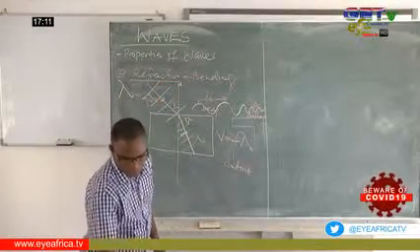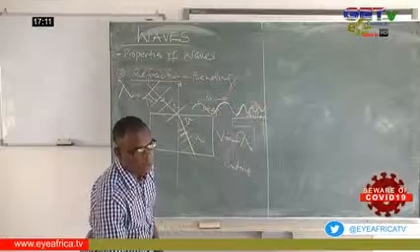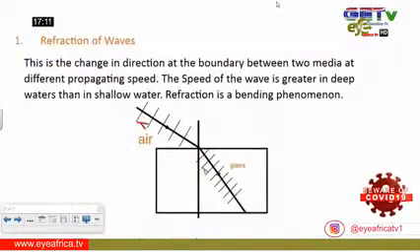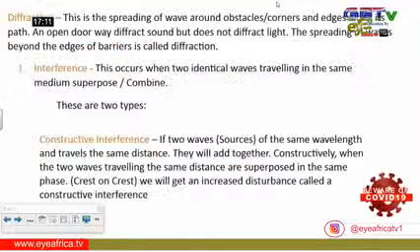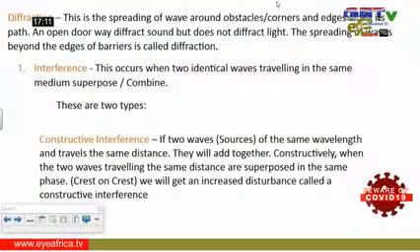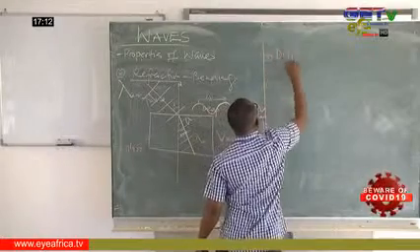So now we have already discussed the refraction. So now we'll go to the third property. The third property is diffraction. Remember all this diagram, I've said reflection. The second one is refraction. Now I'm going to diffraction. Number 3 is diffraction.